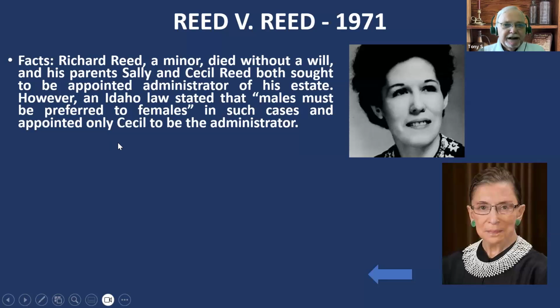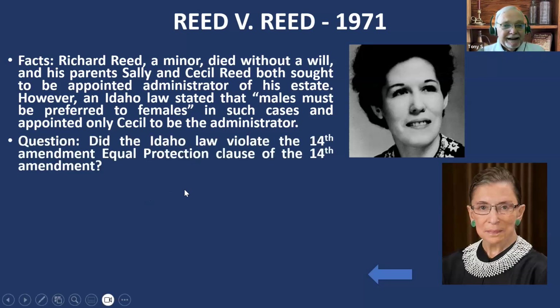What happened was this. Richard Reed, a minor, died without a will. And his parents, Sally and Cecil Reed, both sought to be appointed administrator of his estate. Apparently, there was some property in his name. However, an Idaho law stated that the males must be preferred to the females in such cases. This was the old law of ancient Europe, where males were considered to be more important than the females in legal cases. And Idaho, in this case, in 1971, long after I graduated from college, started teaching, at that point in time in Idaho, males had to be preferred over females in administrative decisions in courts of law.